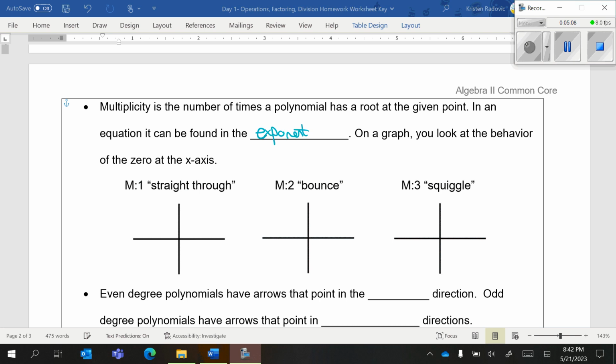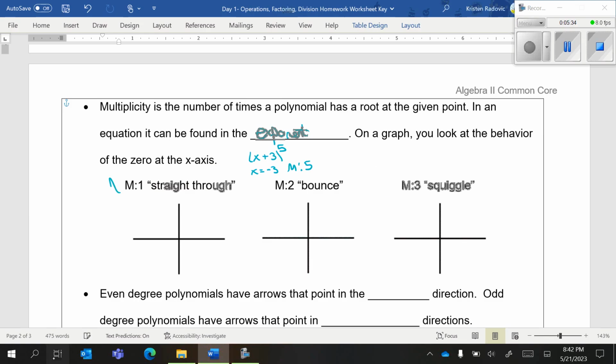So, for example, if you have (x + 3)^5, then the zero is -3, and the multiplicity is 5. So x equals -3 happens 5 times. You do need to know your shapes.